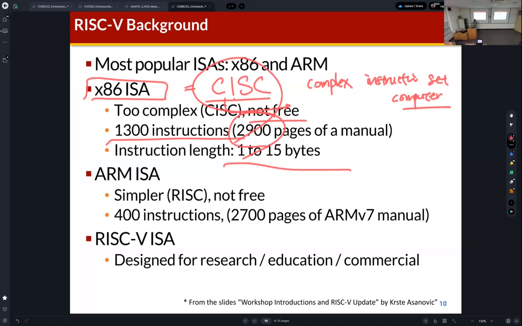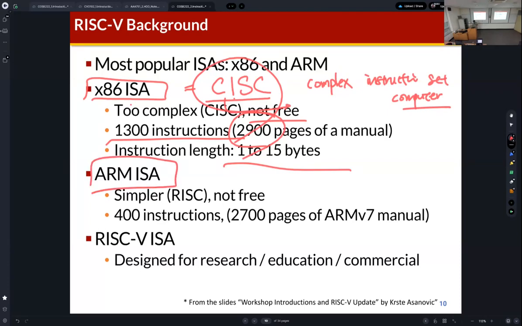Okay? It is because of backward compatibility. Intel has added new instructions, but the Intel hardware also needs to support the old instructions. So that's why x86 includes many instructions and is very complex.